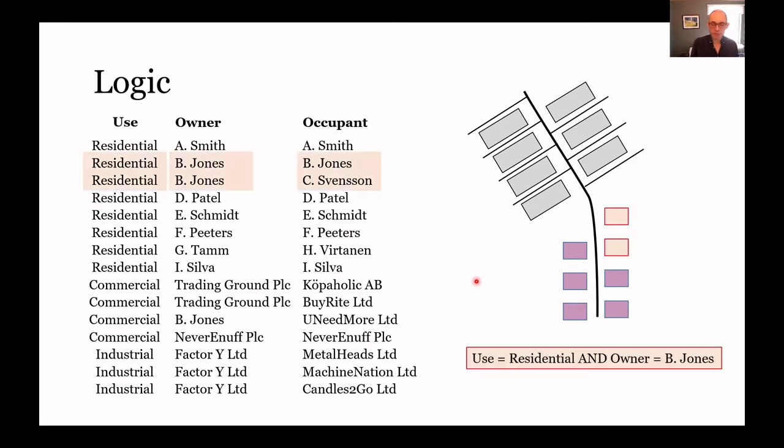So let's do some basic queries here. If we want to find out those buildings where the use is equal to residential and the owner is this B. Jones person, we have two rows here where the use is residential and the owner is B. Jones. Now, coincidentally, we have B. Jones as the occupant in one of them, and we have this other C. Svensson as the occupant in the other. So two properties have been marked out, two residential properties, both owned by B. Jones. Which of these B. Jones actually lives in isn't clear. We just have those two marked out because we took these two qualities where both are fulfilled.